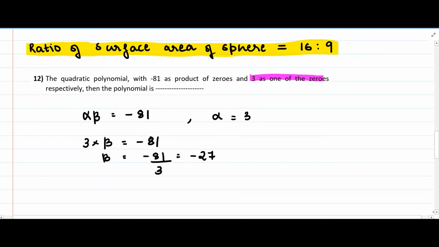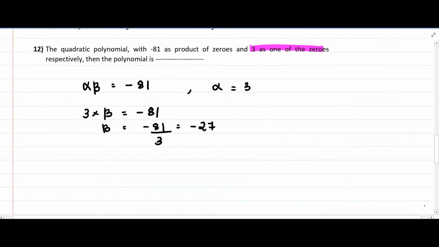Okay, now we know alpha and beta. So we have to write the polynomial. Let's write the standard form of the quadratic polynomial in terms of zeros. So that is x square minus, inside the bracket, alpha plus beta into x plus alpha beta equal to 0. Please remember the standard form. Okay, very important.